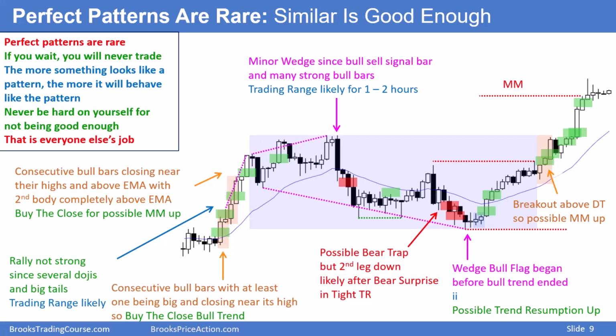And if you're not all that certain about a trade, here we have a wedge. It's a bull flag because it's a higher low after a strong rally. If you don't want to take the buy above the consecutive inside bars, you can wait for a bull bar closing near its high. So now we have two bull bars, one with a big body closing near its high. That's a higher probability buy. Here we have two bull bars closing near their highs, closing above the moving average, and one of the bodies is completely above the moving average. That is a higher probability buy.